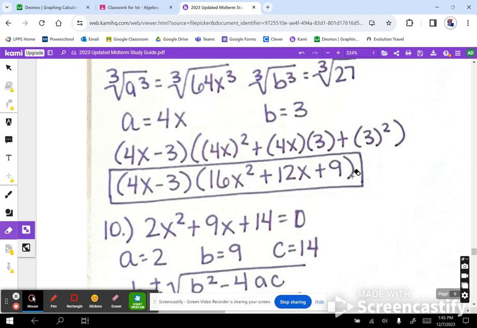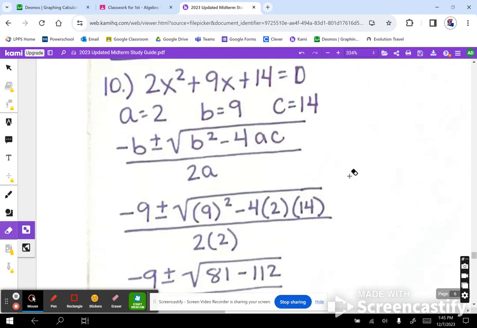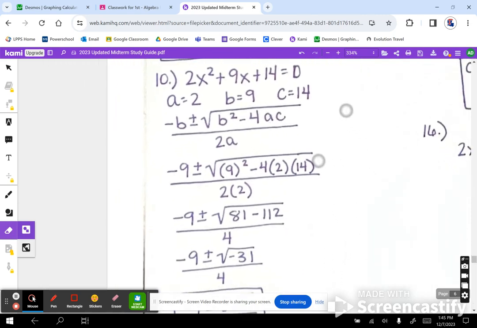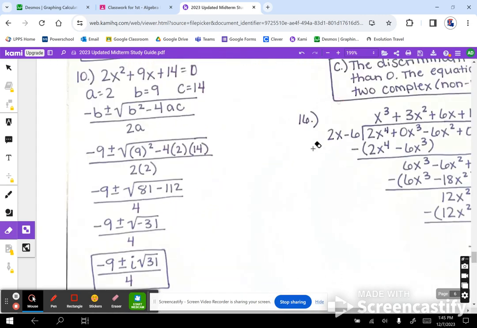Okay, number 10. We're going to solve the quadratic by using the quadratic method. And the reason why you're going to use the quadratic method, if you look down here at the very, very bottom, you'll see that you end up with an imaginary number. So let's back up here. A is your coefficient in front of x squared. B is 9. C is 14.